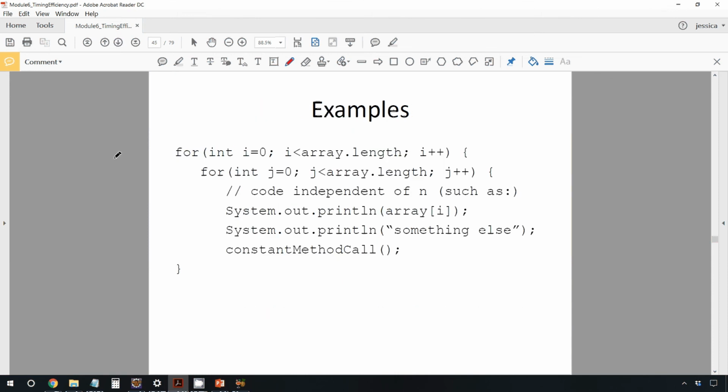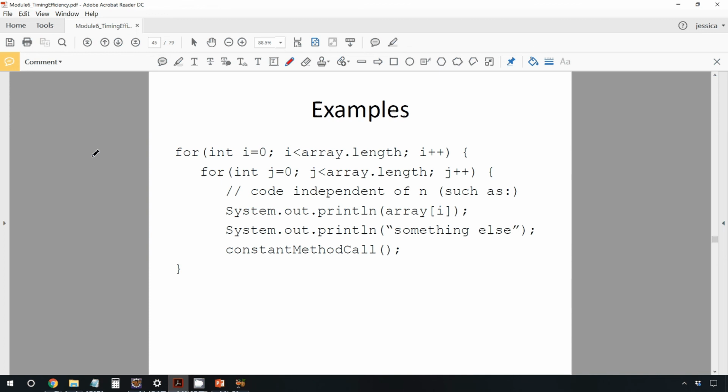So let's actually look at some examples. What I strongly encourage you to do is look at this code, pause the video, and figure out what you think big O is, and then play the video again, and I'm going to walk through it together. So take a minute, pause the video, look at this example, and try to figure out big O.